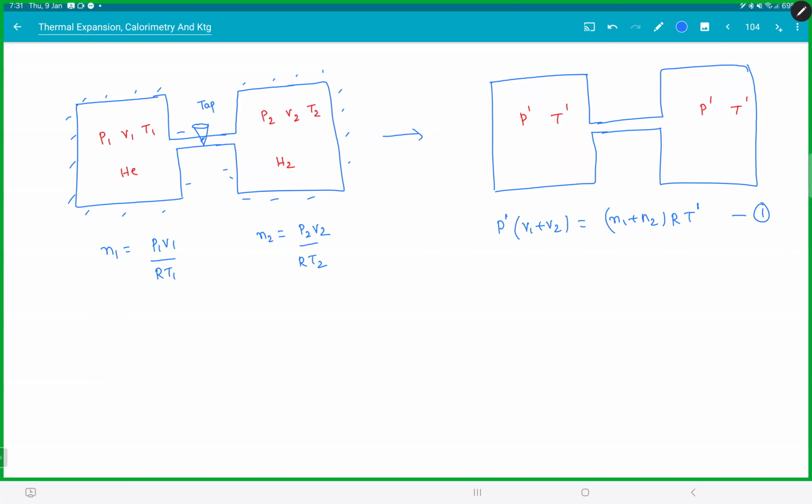There, but I got two variables, P dash and T dash. Where do we get the second one from? What else can I do? I conserved moles. I can conserve something else. The container is insulated, meaning what? Heat can't come in, heat can't go out. So what is constant? Total energy. We can conserve energy.